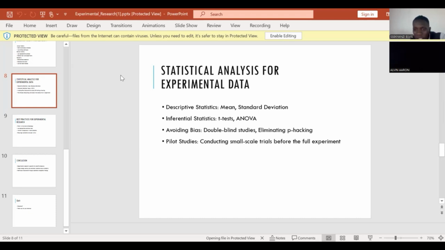Another, we have pilot studies. Pilot studies involve conducting small-scale trials before the full experiment. It basically recommends conducting pilot studies as a crucial step before running a full-scale experiment.